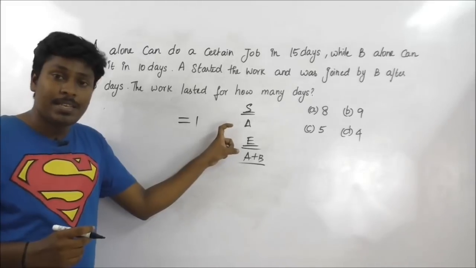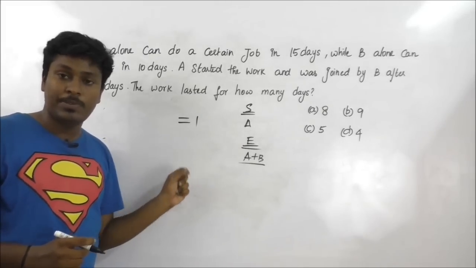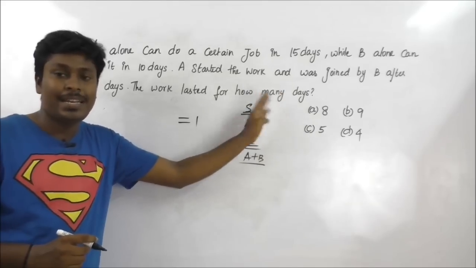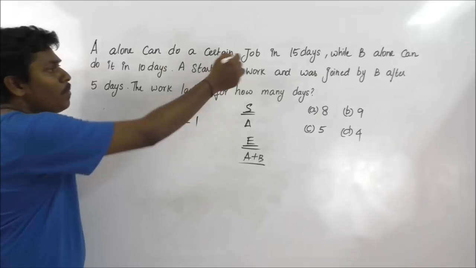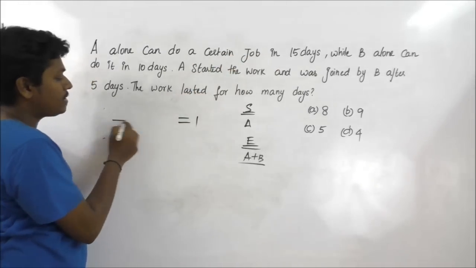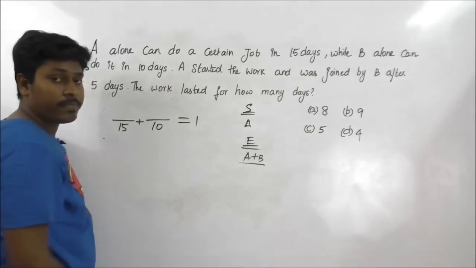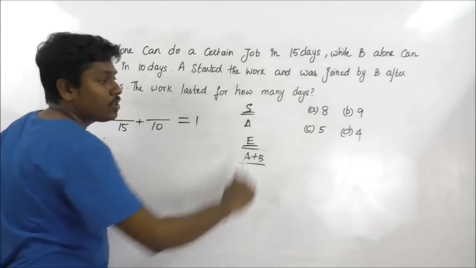We know the methodology, and you know how to substitute the value. Just go from the options. The options are all integers, so go for the options. What is the capability of A? 15 days, so divided by 15. What is the capability of B? B can complete a job in 10 days. Right? Go for the options. The first option is 8.